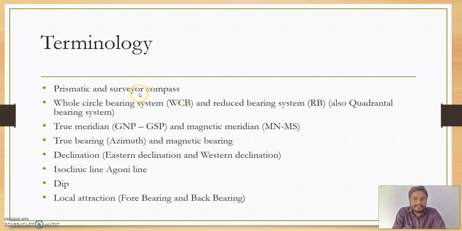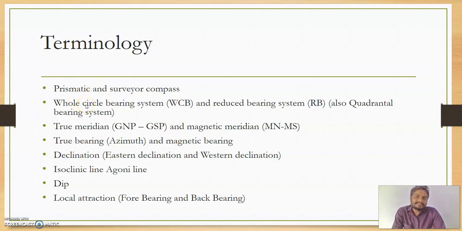But in case of surveyor compass, the readings are represented 0 to 90 degree with respect to either north or south. If it is north, the angles are noted as north to east or north to west. Similarly, south to east or south to west.